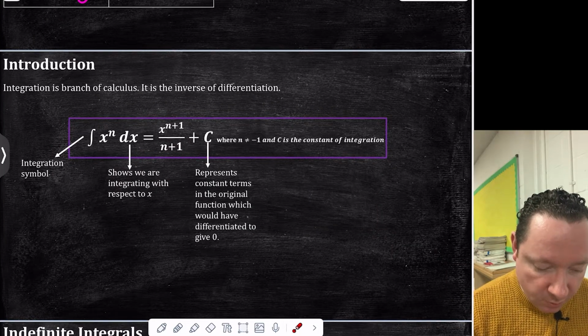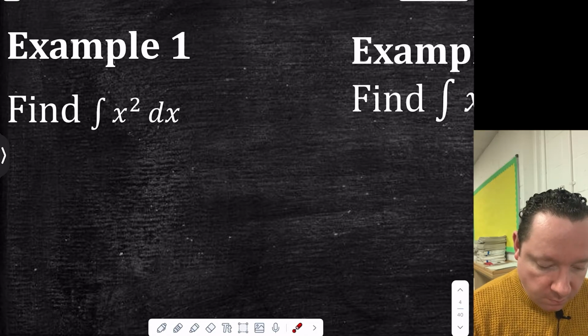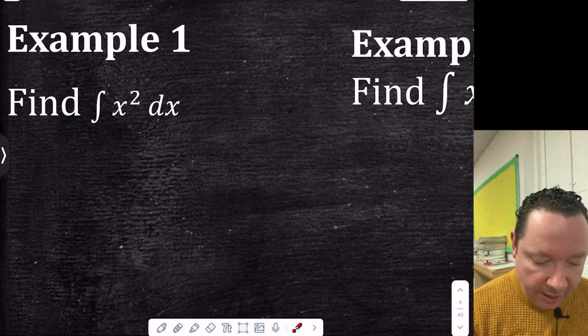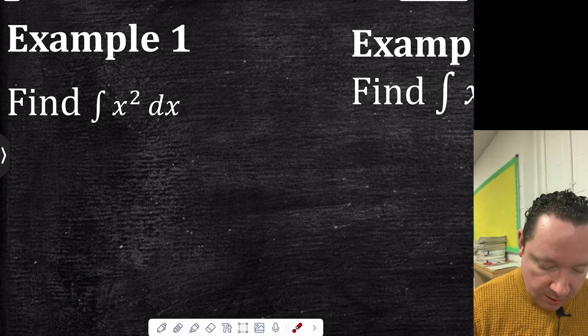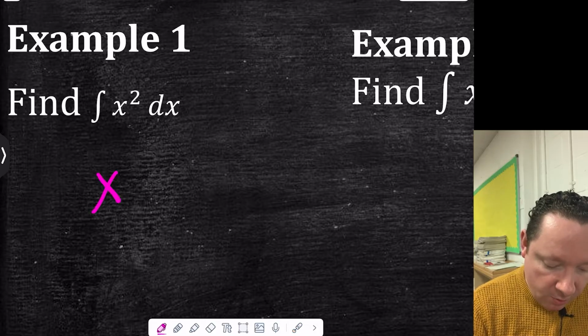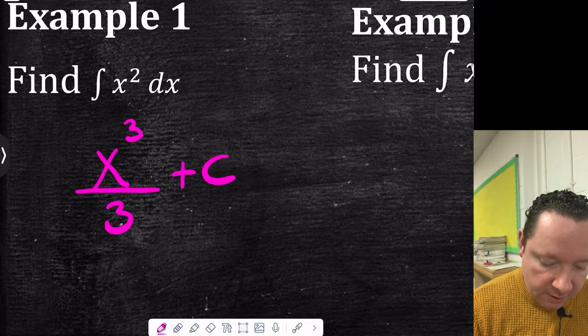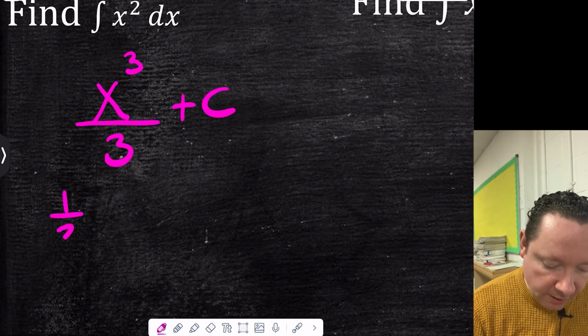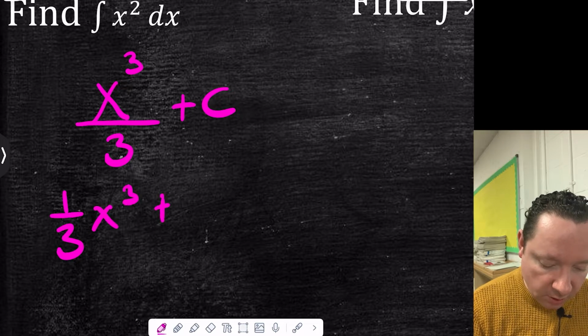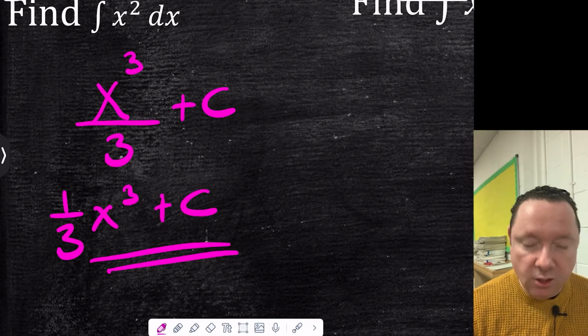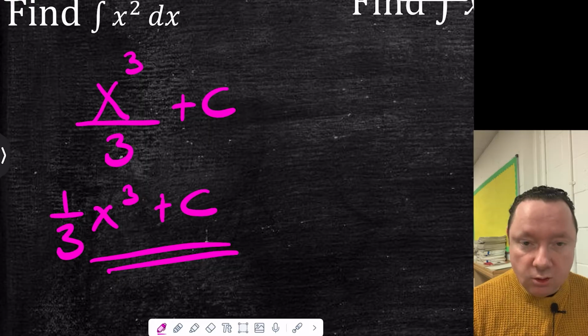Let's do some basic examples. I've got 3 examples to start with. Example 1, integrate x squared dx. Step 1, add 1 to the power, that becomes cubed, and divide by the new power, then plus c. Now you can tidy that up if you want, just by writing it as a third, x cubed plus c, which can be quite handy to do when you have to put numbers in. Let's look at example 2.